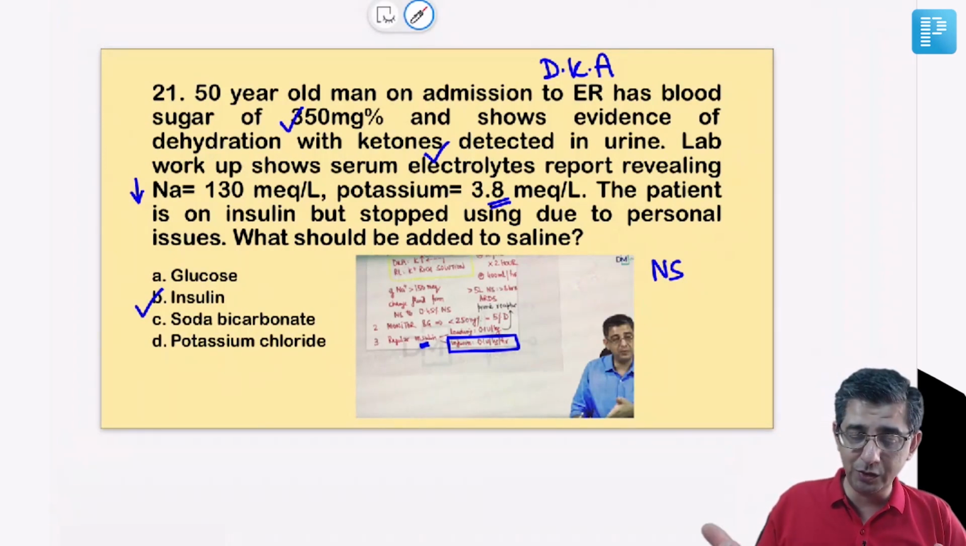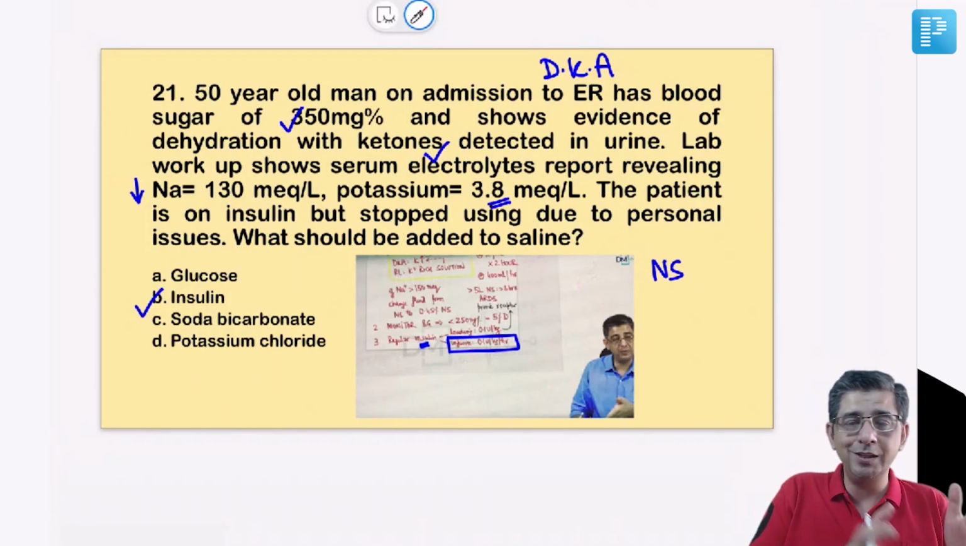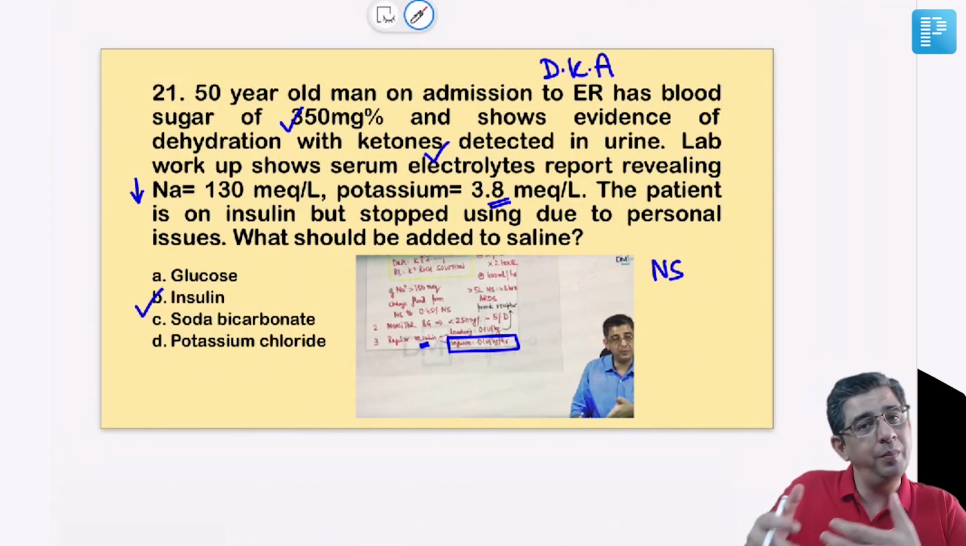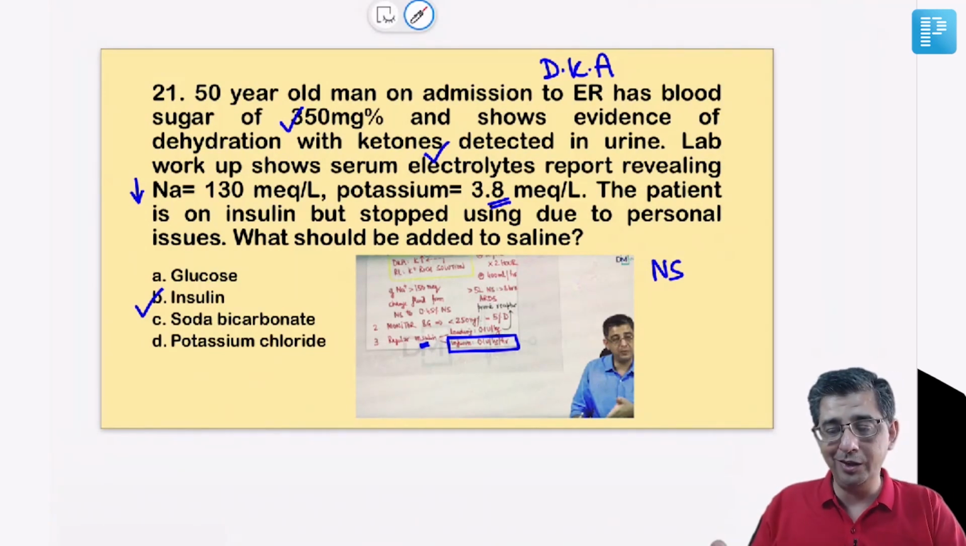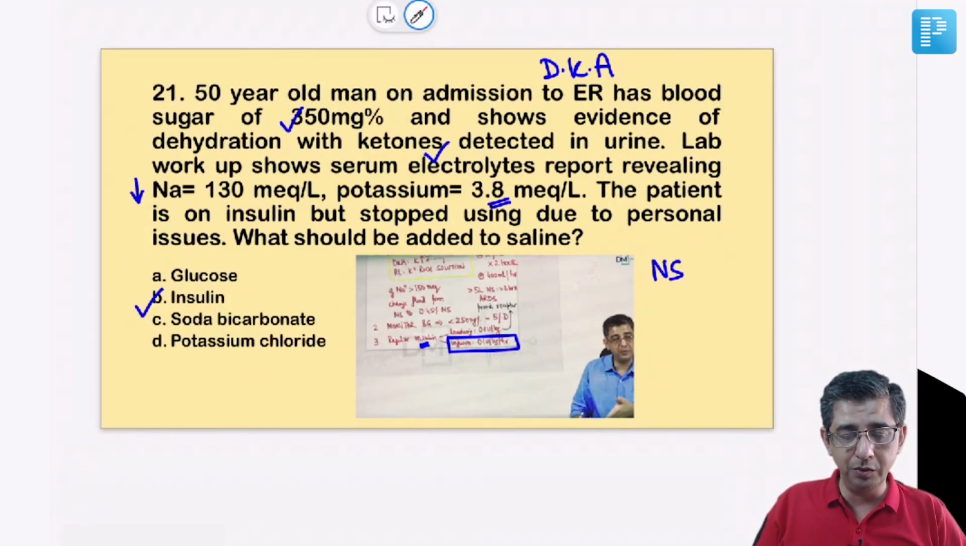The first step, that's what the question was asking you: what should be added to saline? So first treat the disease, then treat its manifestations. That's the basic dictum. You treat a disease, and then you treat the manifestations of the disease. So here the disease, diabetic ketoacidosis, would require an insulin drip. The answer to this question works out to be B.